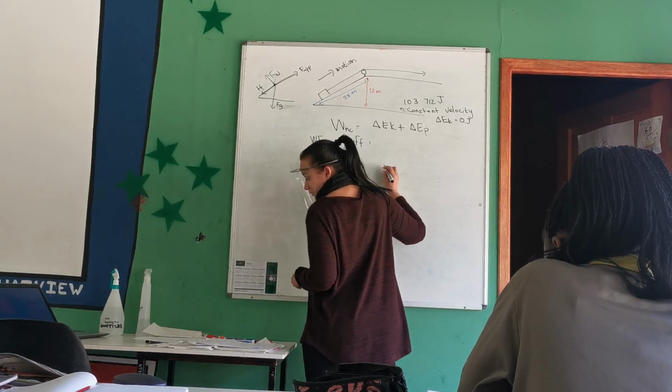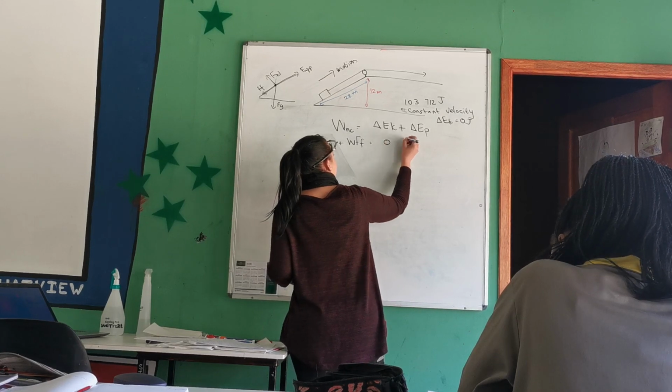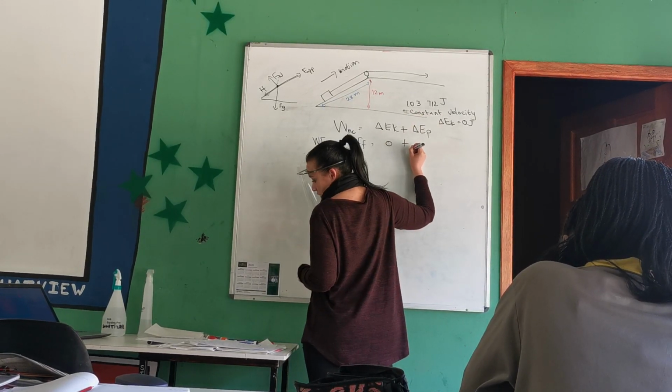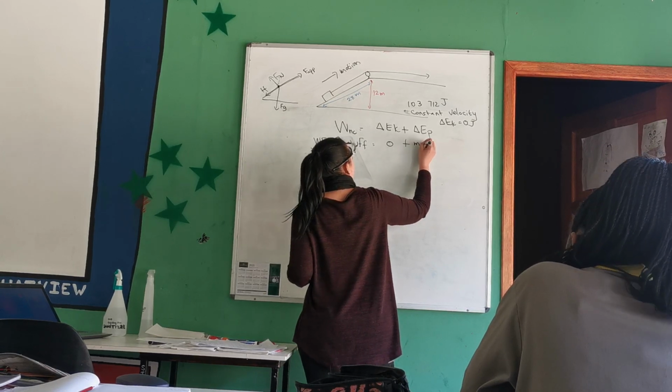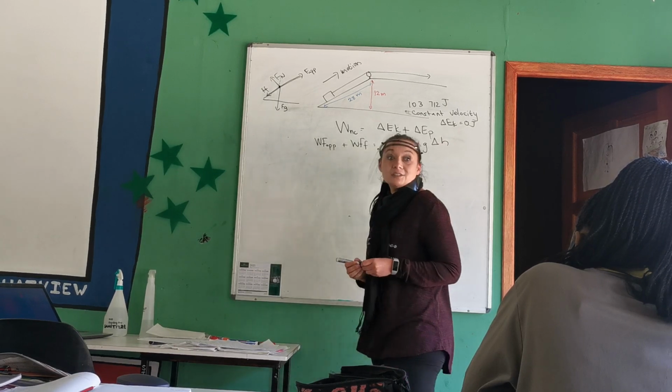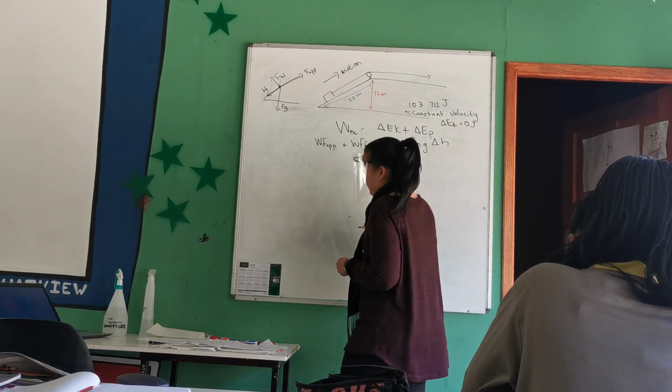And that's going to be equal to a change in that. The kinetic energy is zero because of the constant velocity, and my change in potential energy is going to be equal to mg. The only thing that can change in potential energy is the height. So mg delta H. Okay.